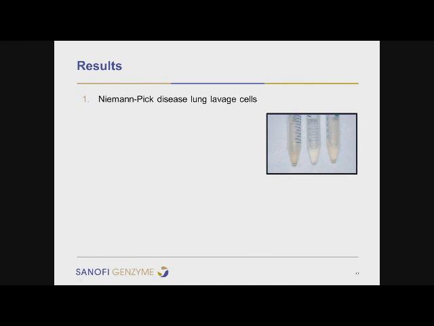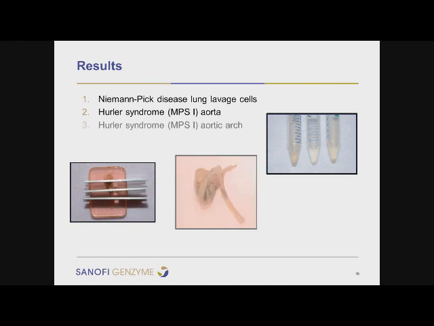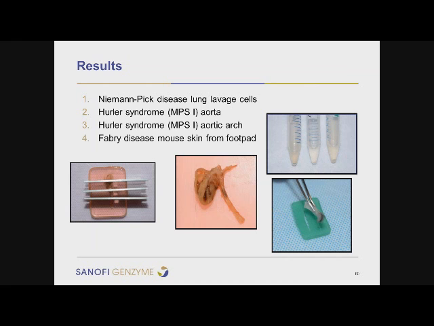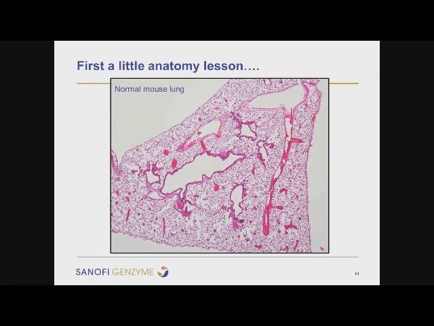Okay, so as a recap, we'll discuss the Niemann-Pick disease lung lavage, Hurler syndrome aortas, Hurler syndrome aortic arches, and then the Fabry disease mouse skin from the foot pads. But first, I want to give a little anatomy lesson, okay?